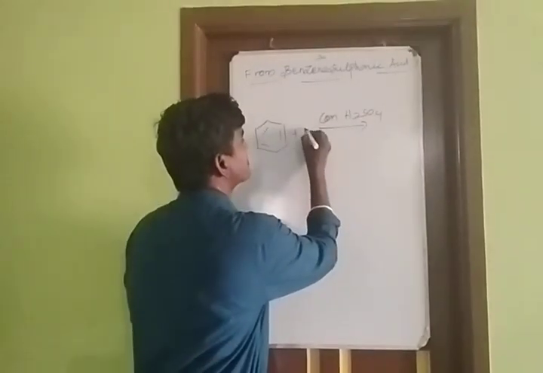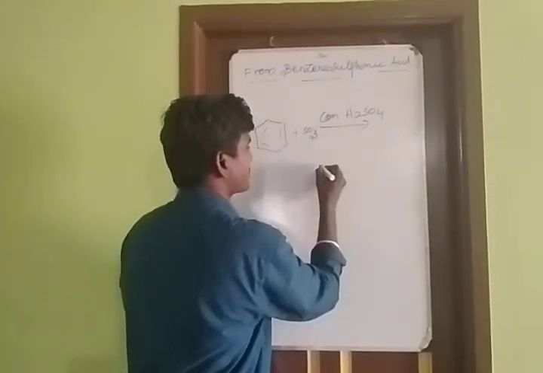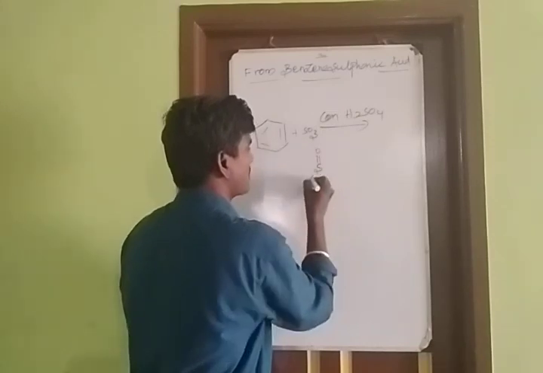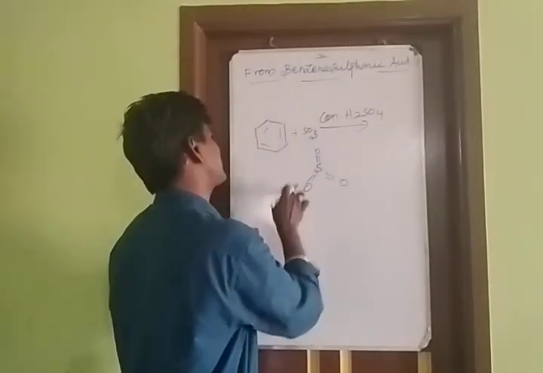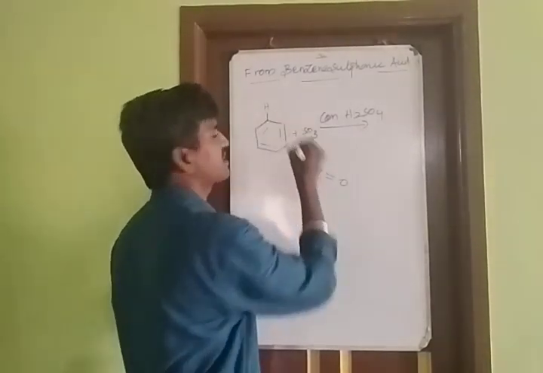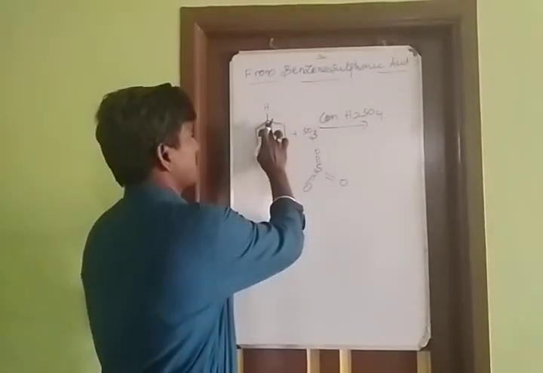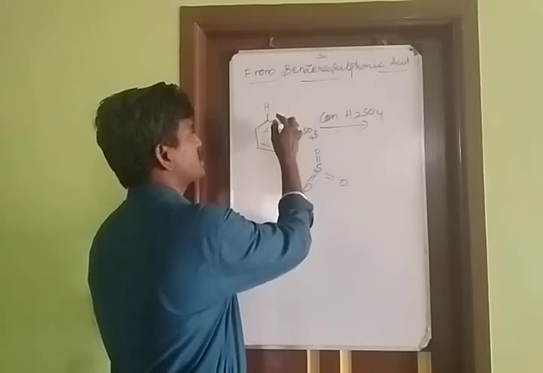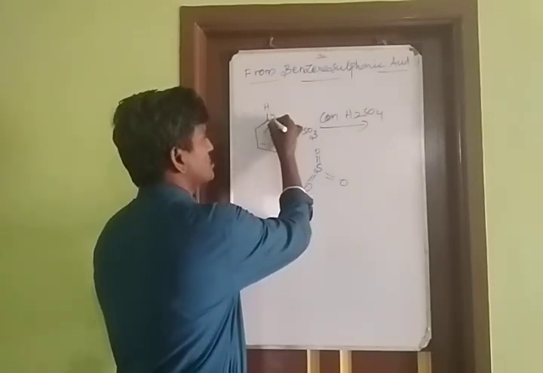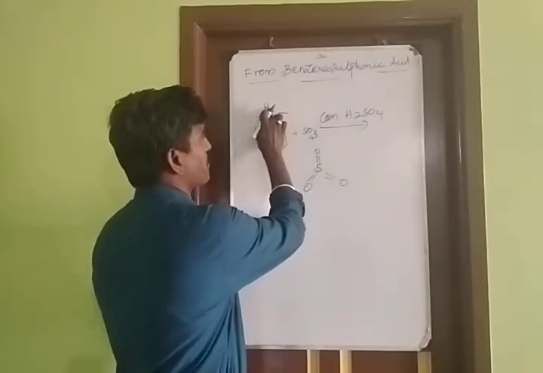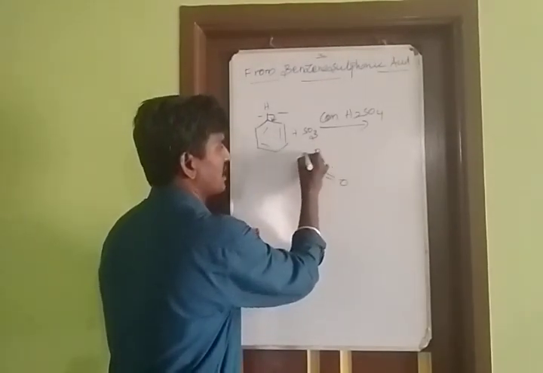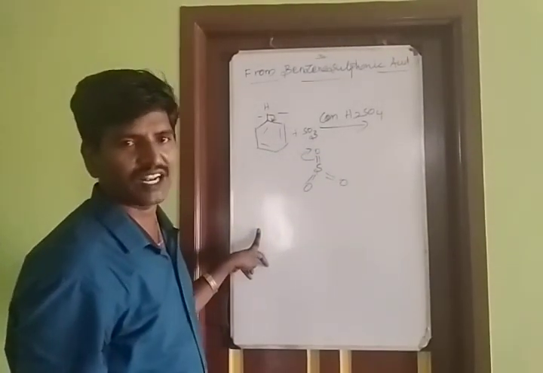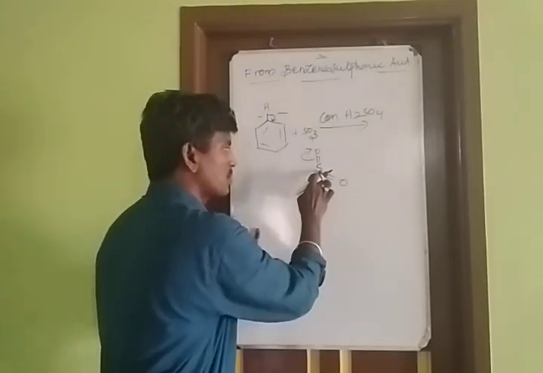It gives sulfur trioxide. Sulfur trioxide we can write like this: S with double bond O, double bond O, double bond O. Each and every carbon contains one hydrogen. Compare carbon and hydrogen. Which one is more electronegative? Carbon. So here the bond breaks, H plus. Compare sulfur and oxygen. Which one is more electronegative? Oxygen. So oxygen takes one pair of electrons. The double bond becomes a single bond.